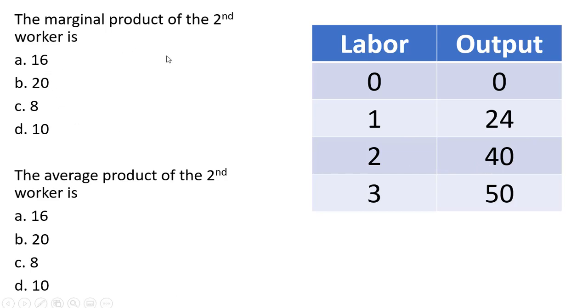Answer choice A. The average product of the second worker, average product of labor for the second worker. So with 2 workers producing 40 units of output, 40 divided by 2 gives us an average product of labor of 20. So the correct answer here is B, 20.